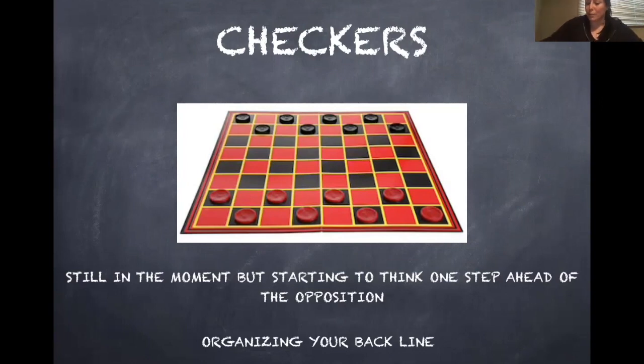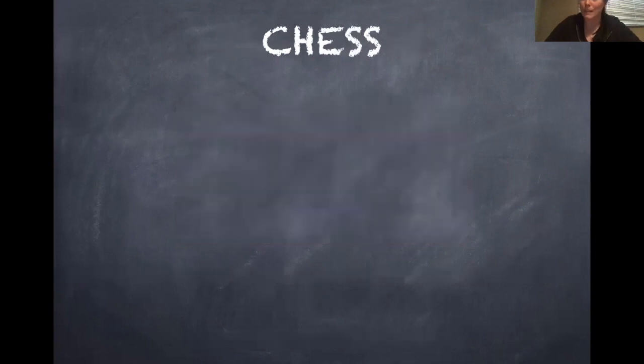Or if a player breaks through the middle, you're telling your center defender to step, and then your other center defender and fullback to tuck in and cover that space. That's at the checkers level. You're starting to organize and understand your back 4 roles and responsibilities. Okay, the final stage is going to be chess.